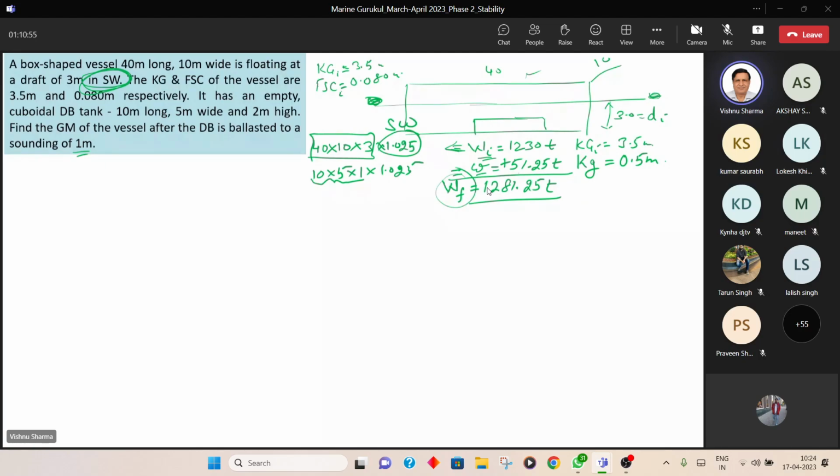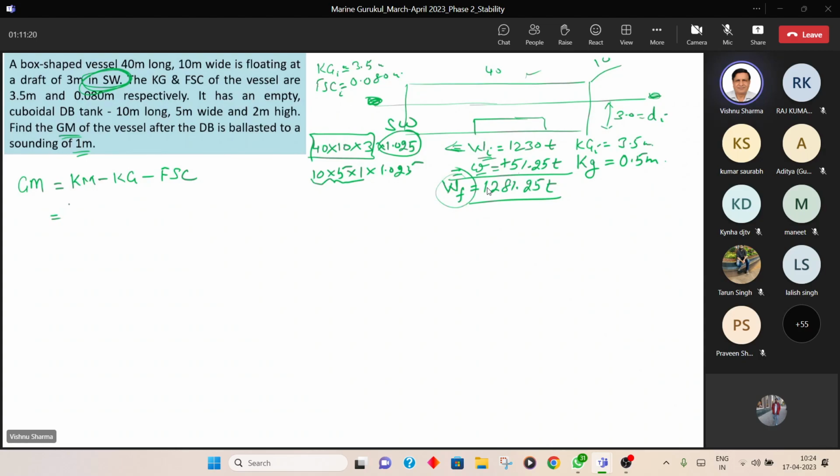Okay, now, question says find the GM. How do you find the GM? What is the formula for GM? Obviously, it is GMT, right? How do you get GM? KM minus KG minus FSC. Very good. Does everybody agree with this? Okay, yes. Fantastic. How do we get KM?